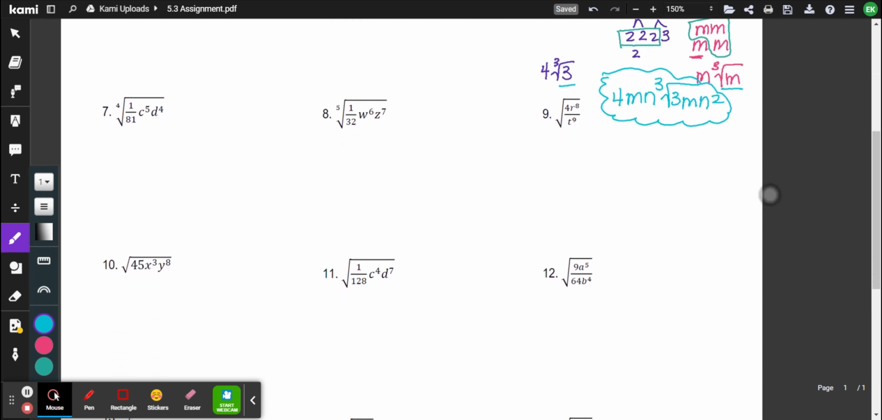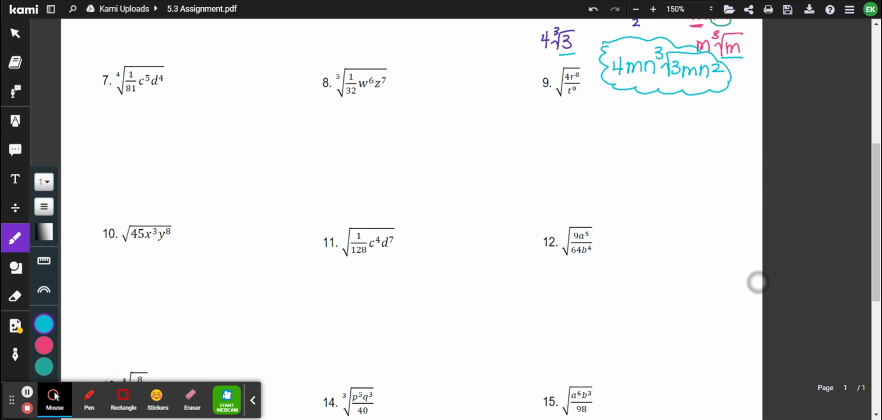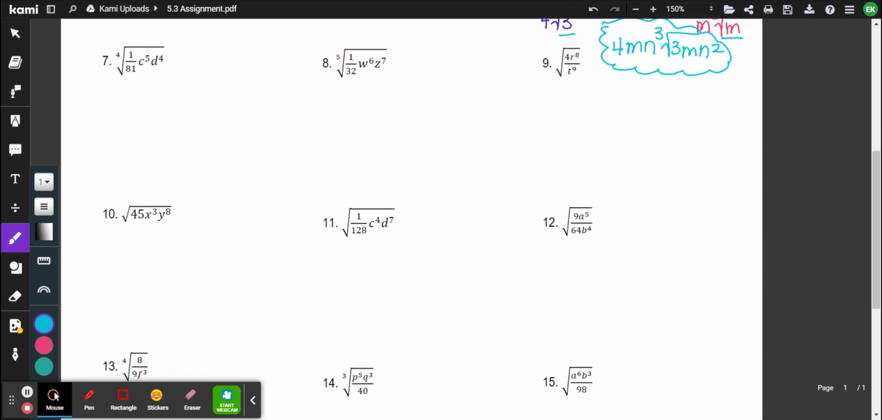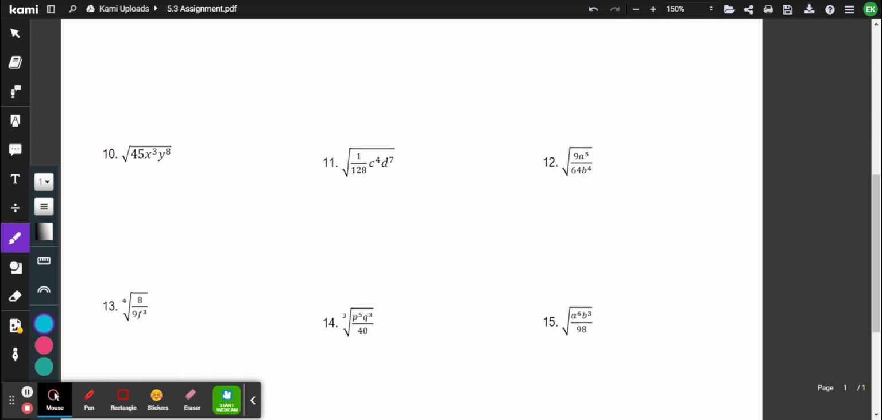Let's talk about what happens when you have a fraction. So let's look at, how about the 9 one? What you can do, if this makes more sense to you, is split it up into the square root of 9a^5 over the square root of 64b^4. And then your answer is just going to be a fraction with the top and the bottom. Or you can leave it as 1 and simplify within. It doesn't really matter. That one's not going to be too terribly difficult, so I'll let you take it from here.